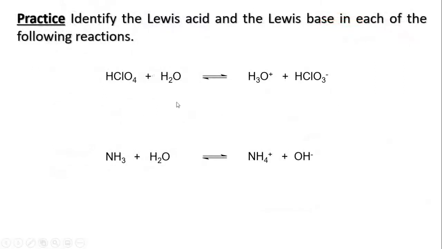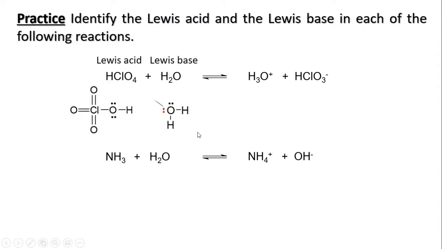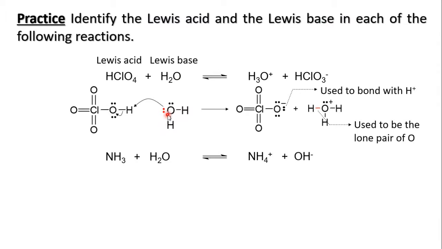So in this case, what happened? Looks like water gets the proton. See that? Which means that the oxygen is going to attack the proton of perchloric acid. Look like this. According to Lewis definition of acid and bases, water is an electron donor. That's a Lewis base. And perchloric acid is an electron acceptor, so that's a Lewis acid.